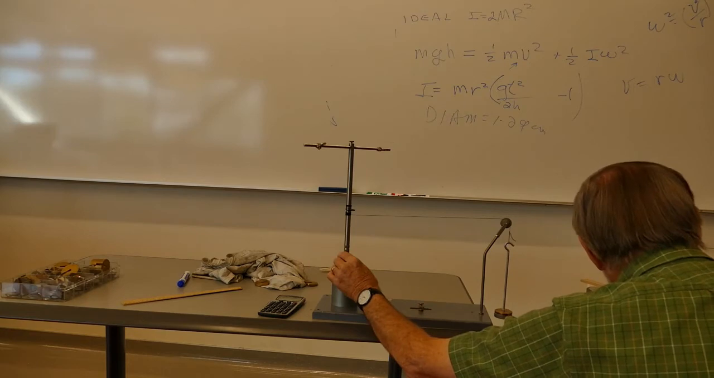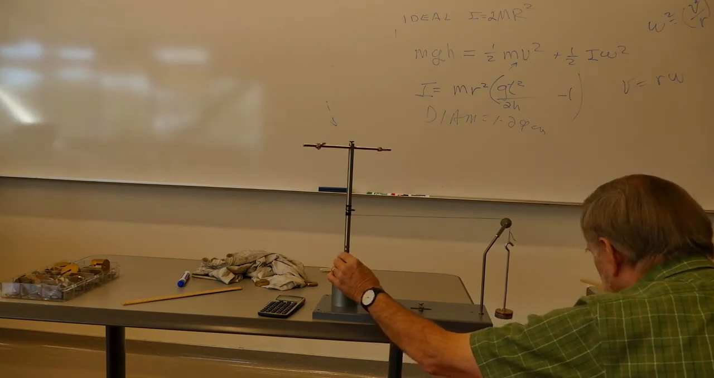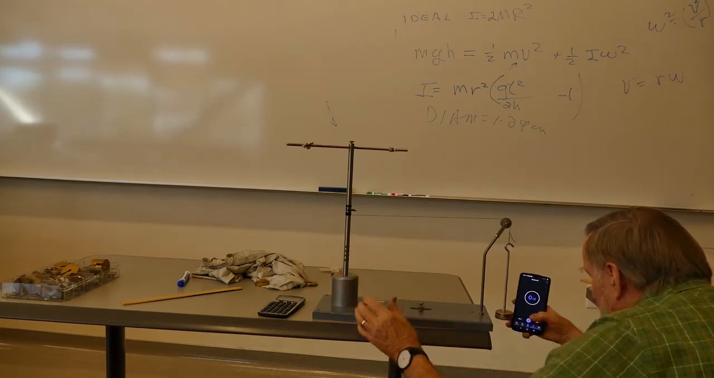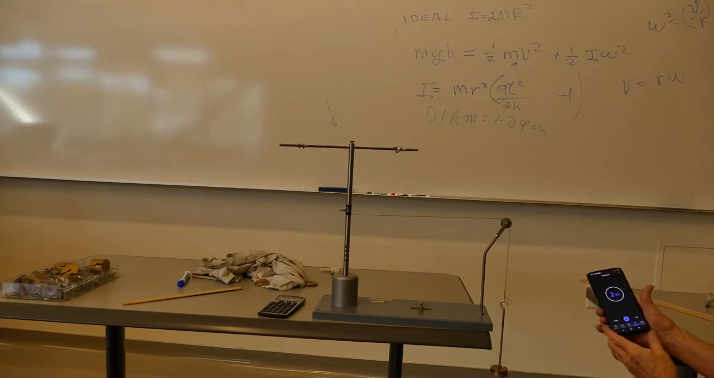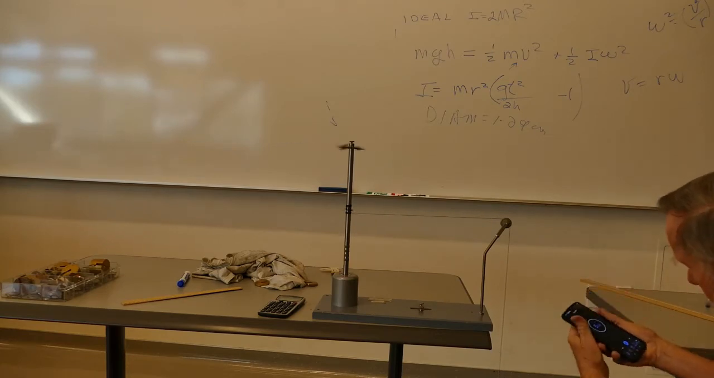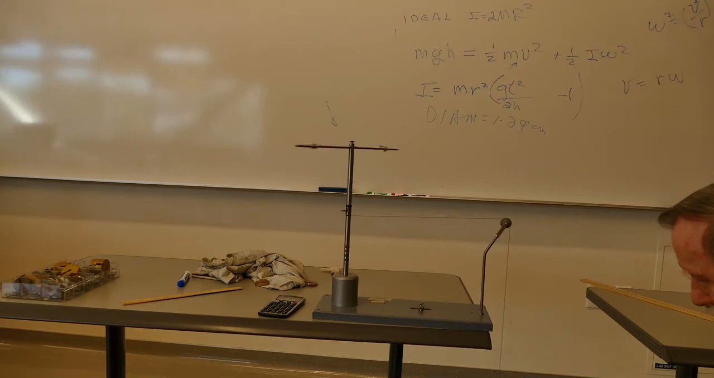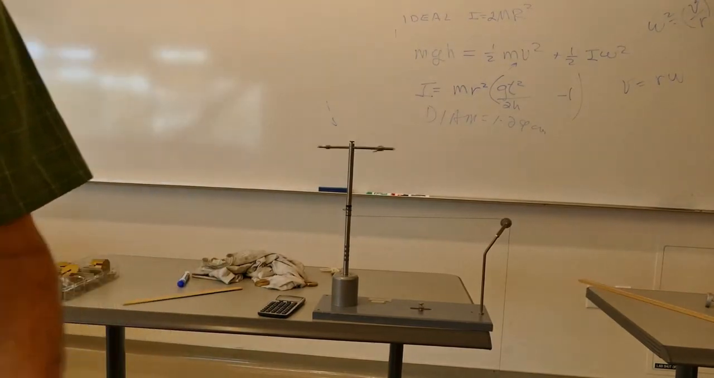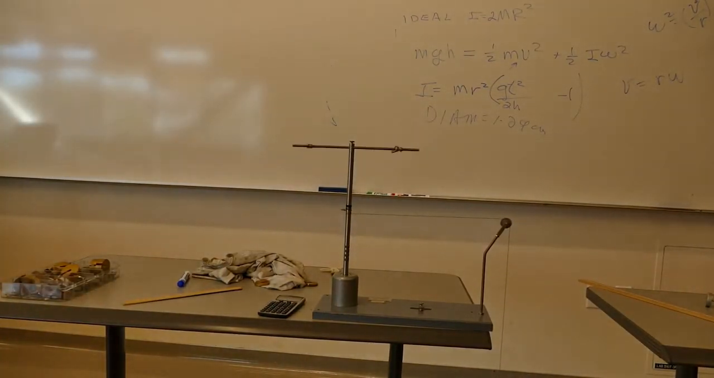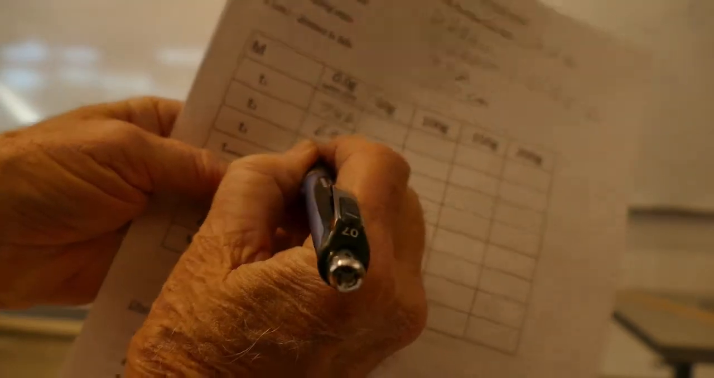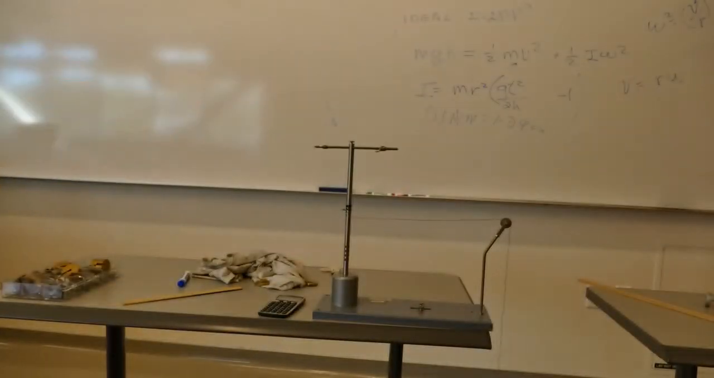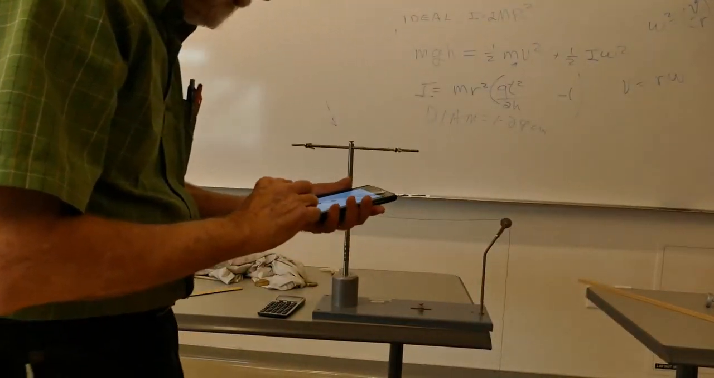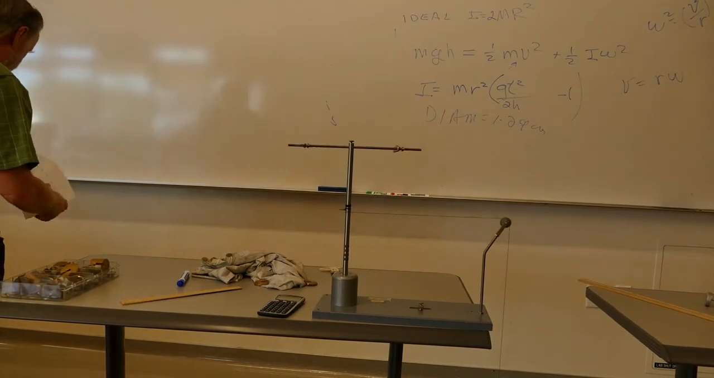Starting at 75. Start. Got it? That was 7.45 seconds, which is very close to the first value. We can take an average of those 3 to get the average time. So that will give us the moment of inertia.